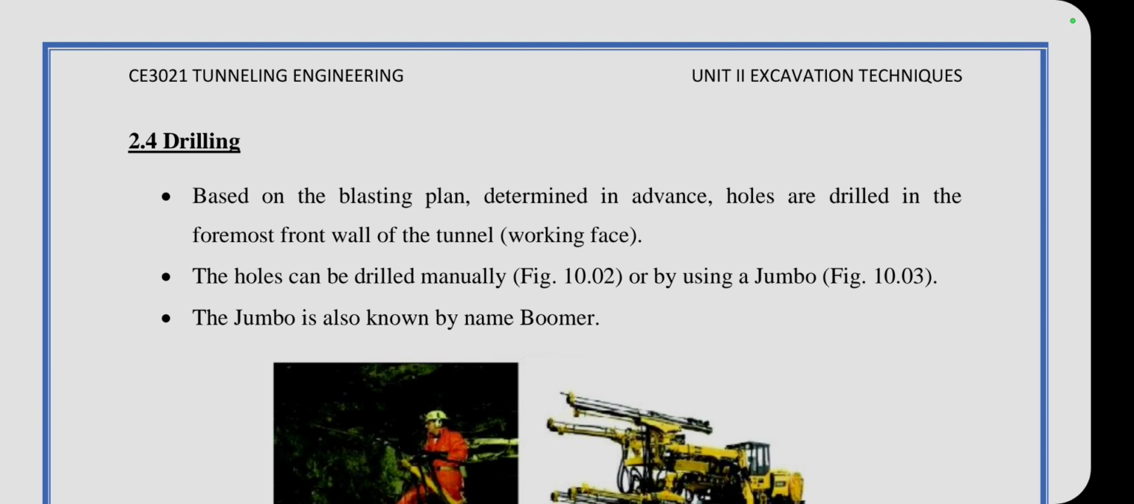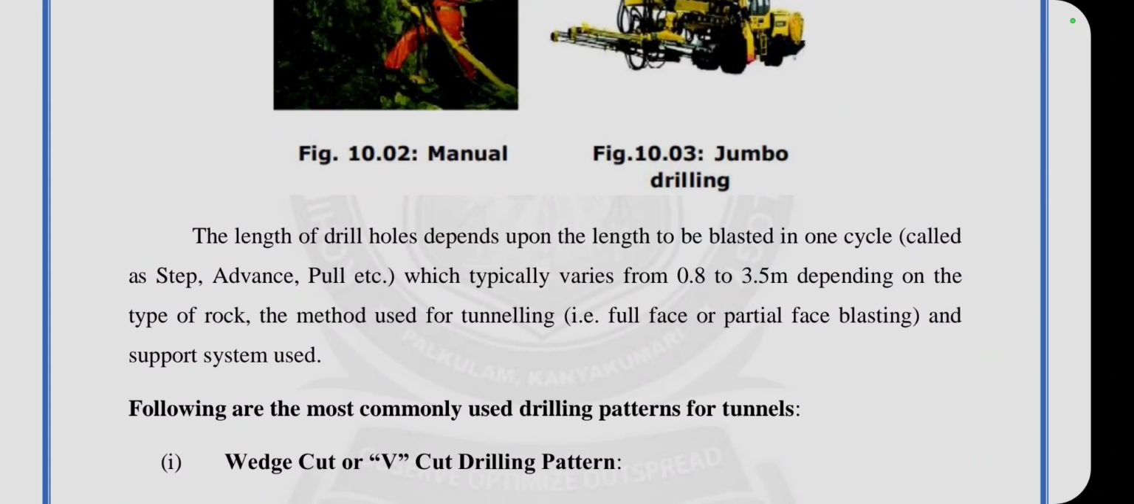Today we are seeing the topic of drilling. This is based on a blasting plan determined in advance. Holes are drilled in the foremost front wall of the tunnel. The holes can be drilled manually or using a jumbo. The jumbo is known by the name boomer. The length of the drill holes depends upon the length to be blasted in one cycle and the method used for tunneling support system used.